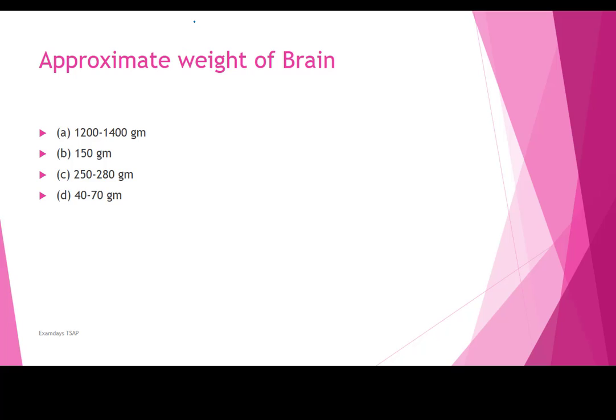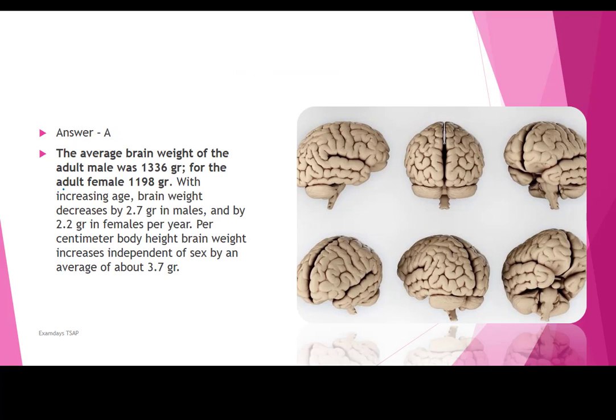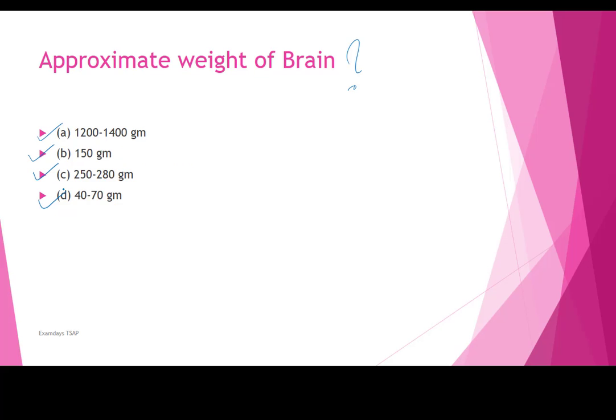In the first question in the MLHP series, what is the approximate weight of the brain? A, 1200 to 1400 grams. B, 150 grams. C, 250 to 280 grams. D, 40 to 70 grams. Your correct answer is option A, 1200 to 1400 grams.